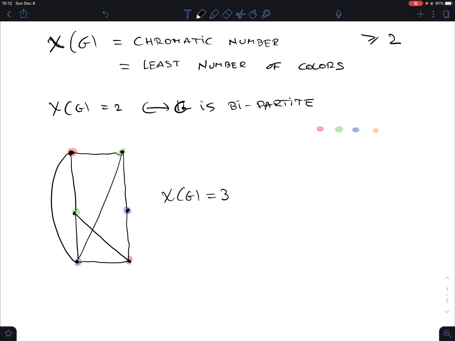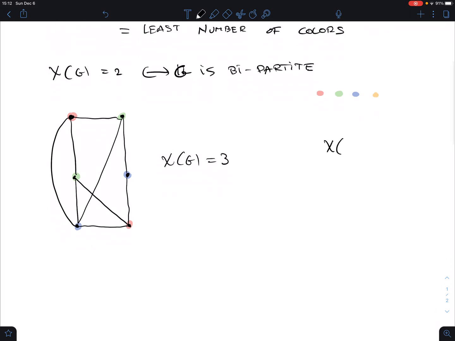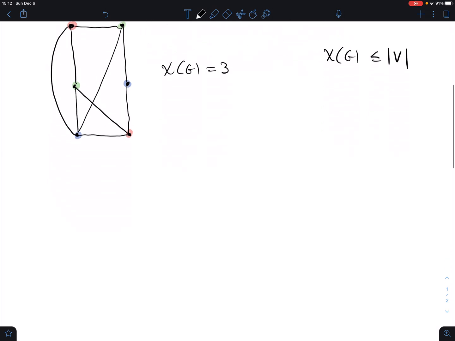But in particular, we know it's not a bipartite graph. So I said this here. We know that the chromatic number is at most the number of vertices, right? Can it be that bad? Well, yes, it can. So remember K5. What is K5? This is the complete graph on 5 vertices. So here we go. So that means every 2 vertices are connected.